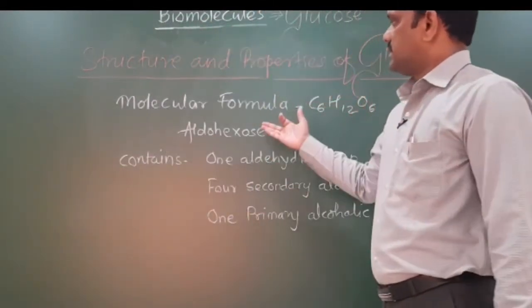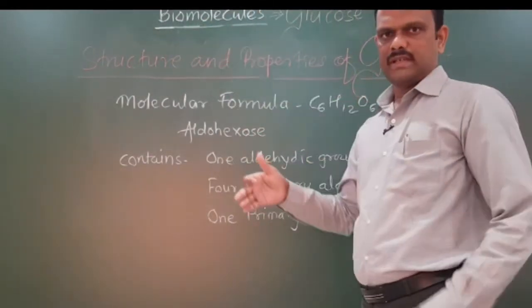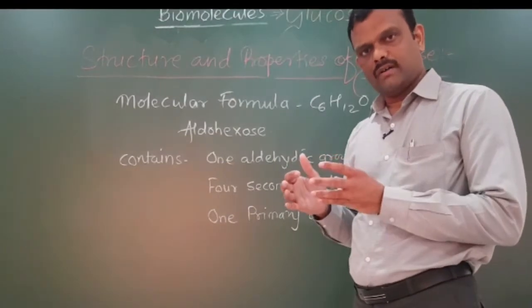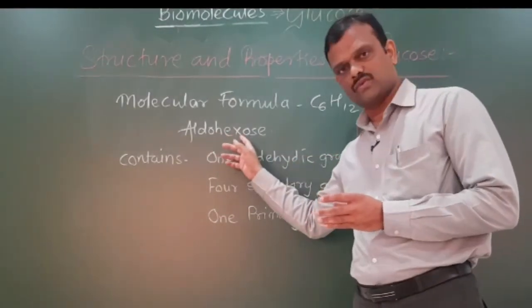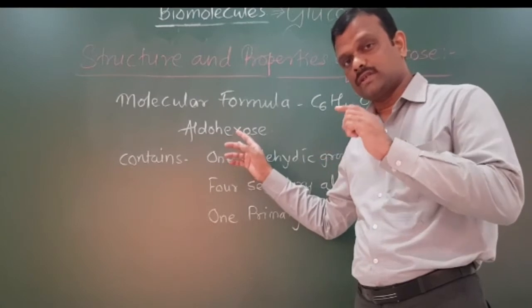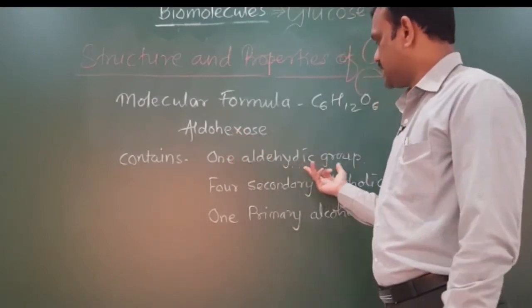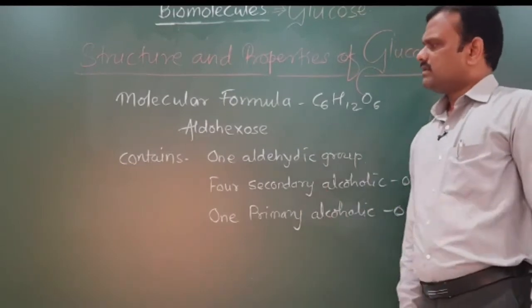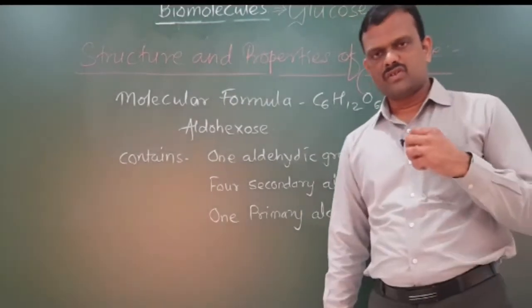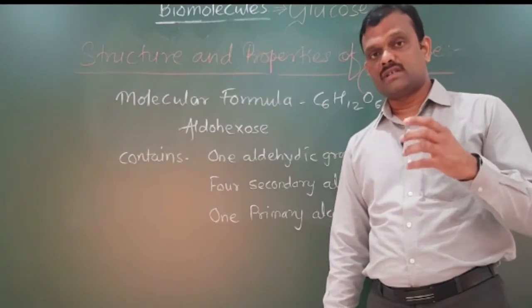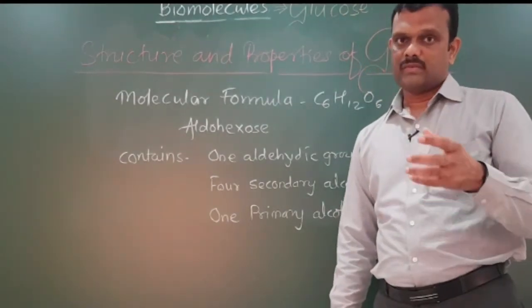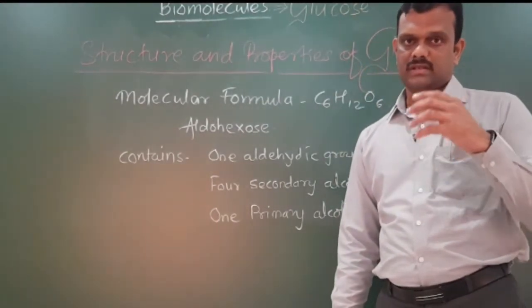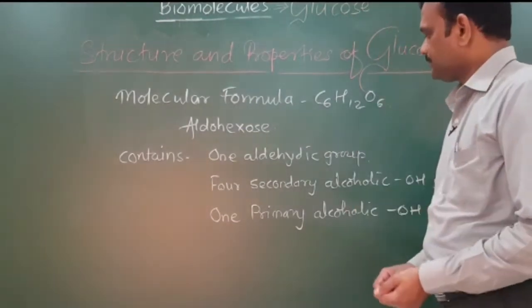Now glucose is an example of aldohexose. Aldohexose, that means there is one aldehyde group present in glucose. Now on the basis of chemical properties of glucose we can conclude how many primary alcoholic groups and secondary alcoholic groups are present in the molecule.